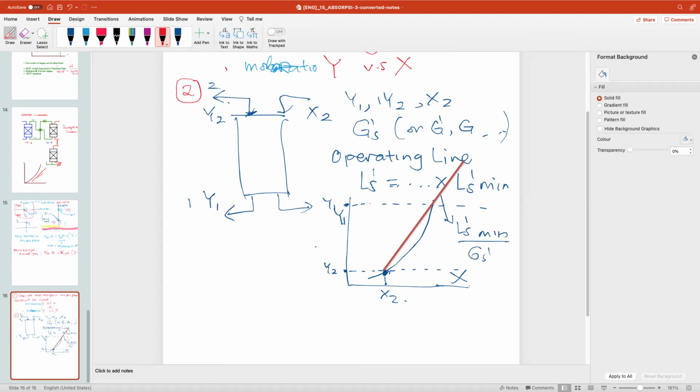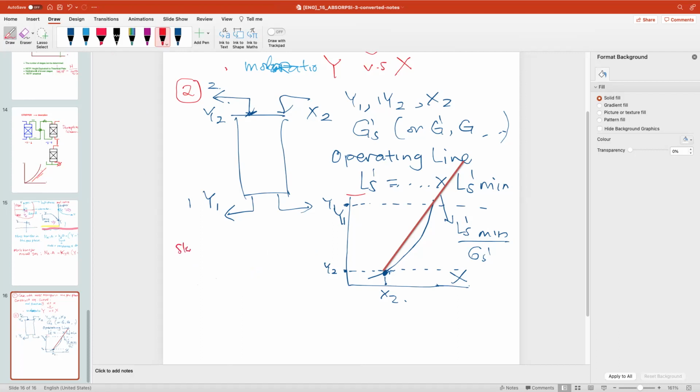Find the slope. And then find the LS, for example, equal to, let's say, 2 times LS, okay? Because you know the slope, sorry, I should start with the slope. So you find the slope.